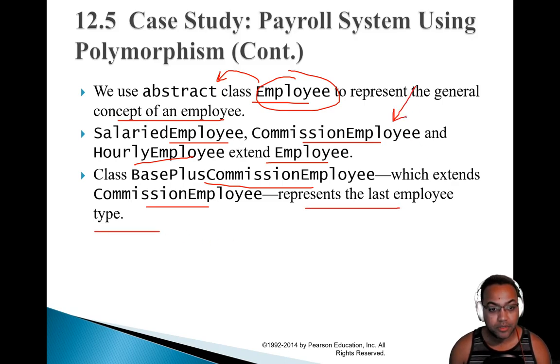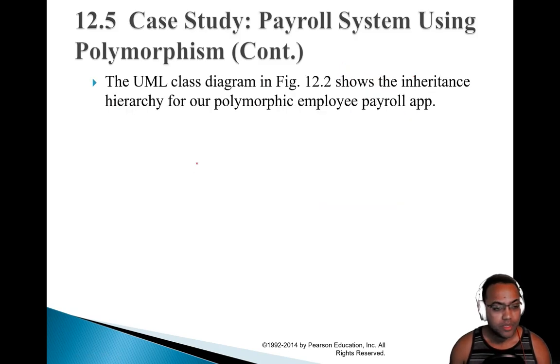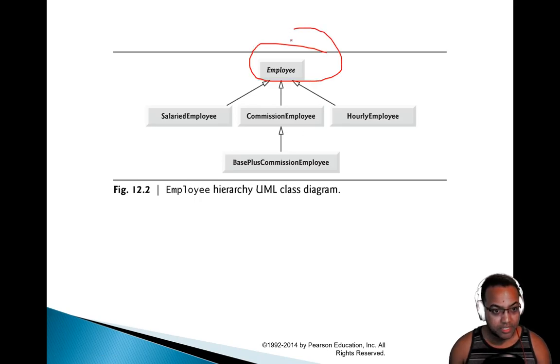CommissionEmployee is a derived class, deriving itself from the Employee class, which is an abstract class. The UML class diagram of figure 12.1 shows the inheritance hierarchy of our polymorphic employee payroll app. So Employee is the abstract class, which is inherited by the salaried class. I hate it when the arrows go up. That just makes it really confusing. The Employee abstract class, so this is an abstract class with no implementations, is inherited by SalariedEmployee, CommissionEmployee, and HourlyEmployee. Then, BasePlusCommissionEmployee inherits CommissionEmployee.